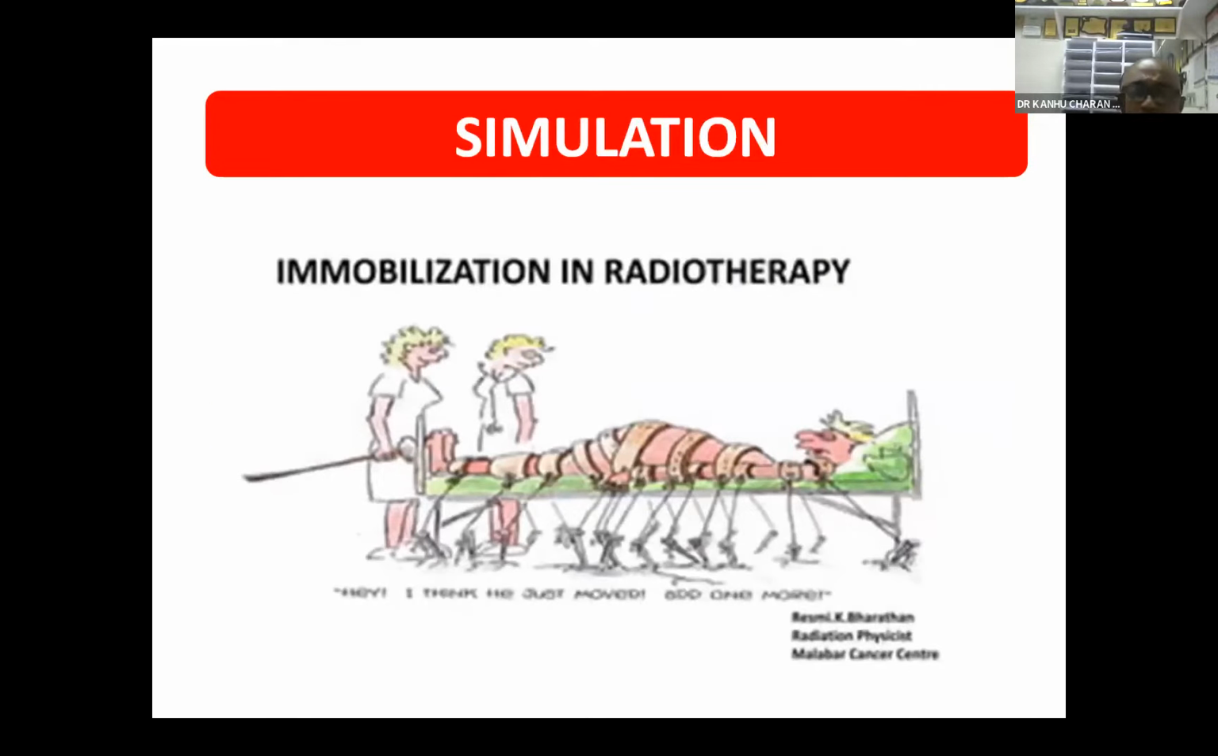Simulation and immobilization in radiotherapy are very important for daily stabilization. So find out the most comfortable position for the extremities, because that is the very movable part. It has to be comfortable for the technician, comfortable for the radiation oncologist, and comfortable for the patient. Comfort for the patient is very important.